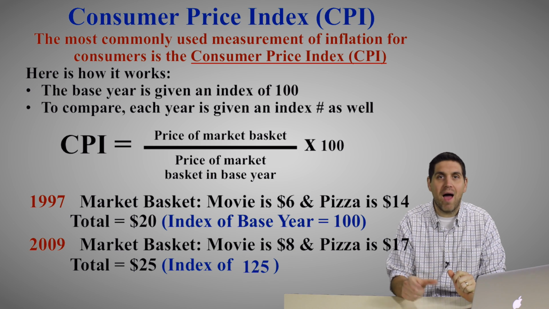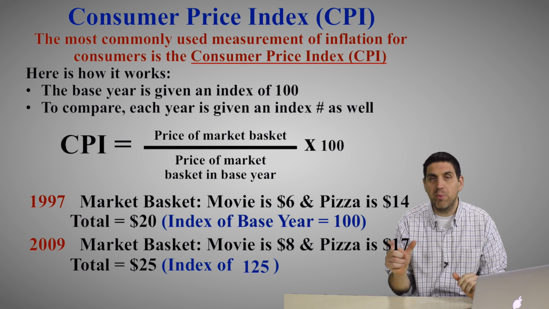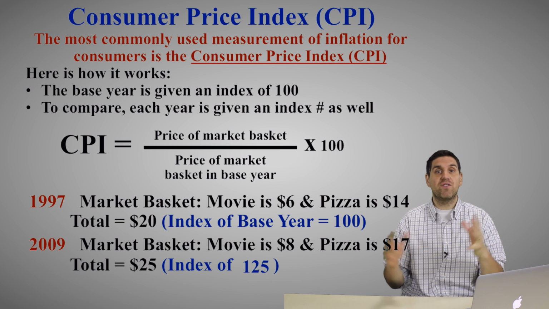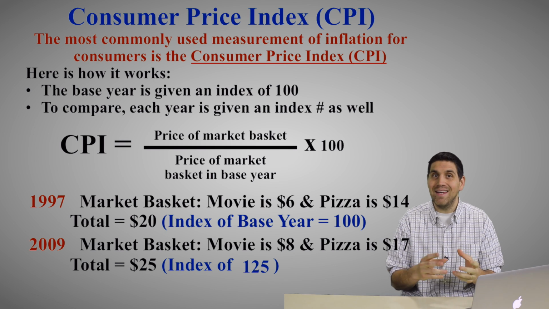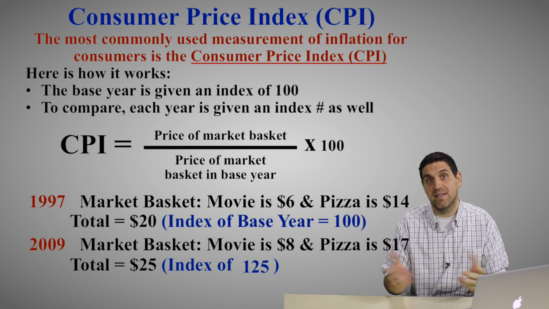So when you see a CPI of 150, it means prices increased 50% since the base year. If you see one of 200, it means prices increased 100% since the base year. If you see one for 90, then that means that prices decreased 10% since the base year.